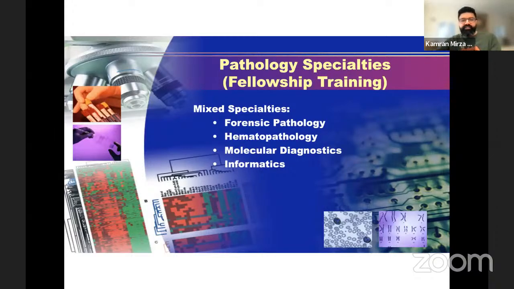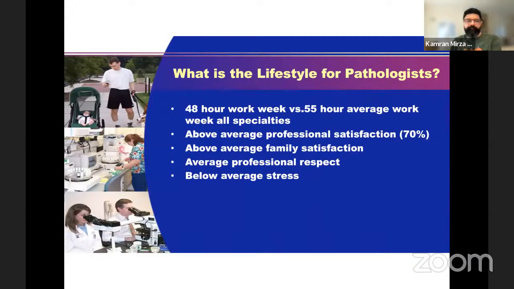There are some mixed specialties. Heme path is one of them, I feel, because I kind of do a little bit of anatomic path and clinical path. But like I will start talking about in the beginning, forensic pathology, molecular diagnostics, and even informatics pathology is stuff that you can now do, which is kind of a combination.